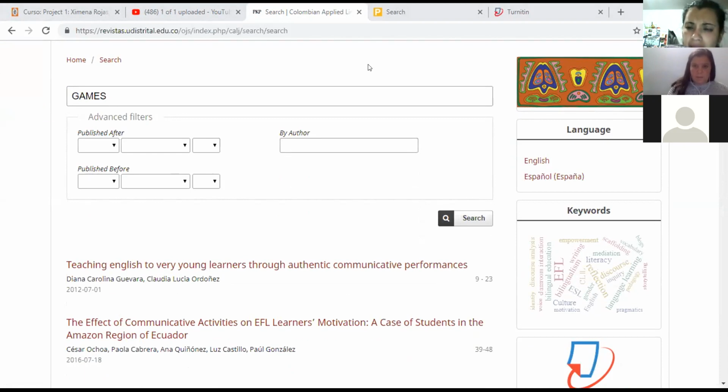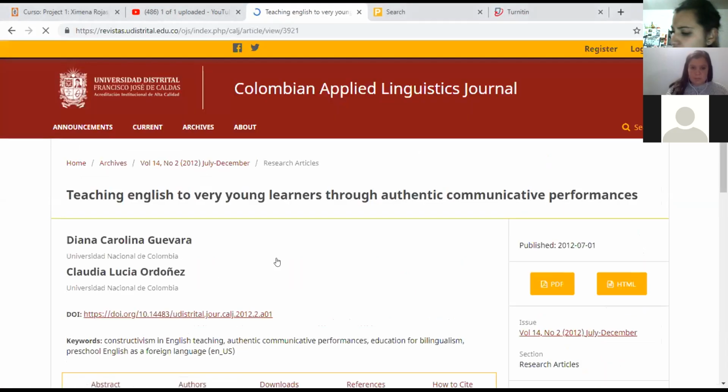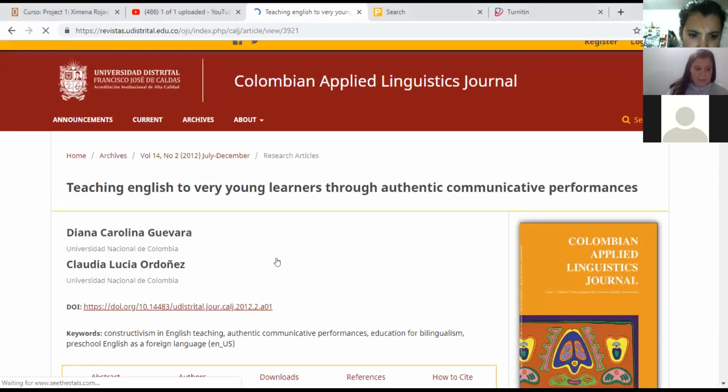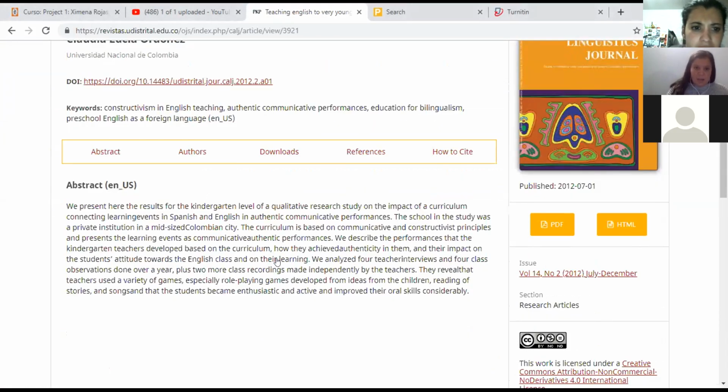Have you found articles about your topic? Yeah, a lot. There are a lot of authors that talk about the importance of games in early childhood, and it's very interesting. But it's a really wide subject to research, so we have a lot of work to do.